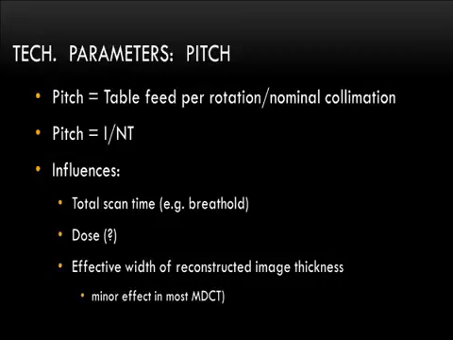Let's talk about pitch, the next parameter. Pitch is the table feed per rotation divided by the nominal beam collimation, or in the ACR language, for the ACR accreditation system, is increment divided by NT. We'll go through some examples of this in a second. It influences the total scan time. Higher pitch, shorter breath holds, shorter scan, for example. It influences the dose. Oh, question mark here. Let's see what that's about. It does influence the effective width of reconstructed image thicknesses. That's a minor effect in most multi-detector CTs, but there is some effect in some scanners, so I had to throw it in there.